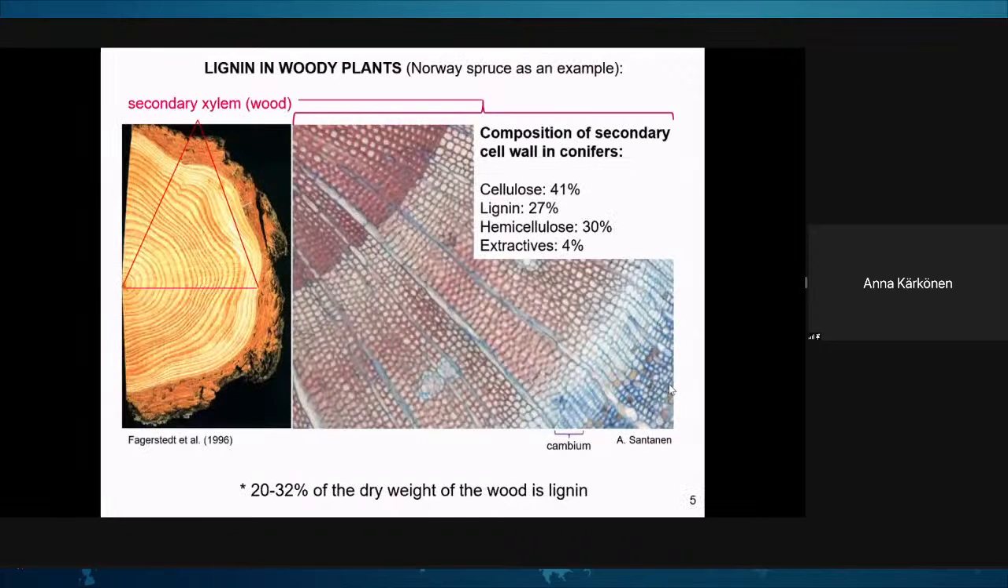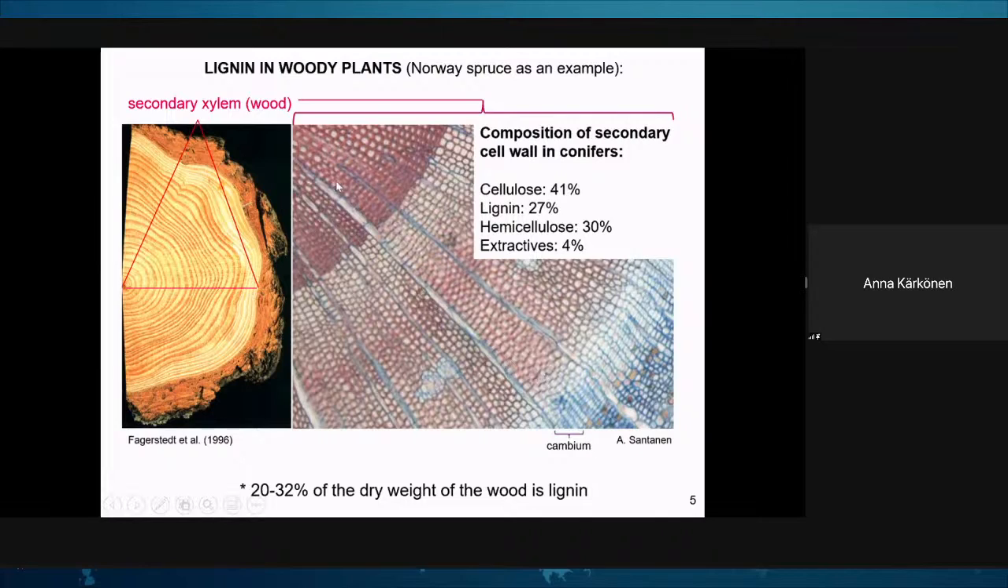So this is a cross-section of Norway spruce. Now I'm talking about secondary xylem. It is wood in popular language. On the right, there is a microscopical section stained with safranin and Alcian blue. Safranin stains lignified cell walls red. So you can see that most of the cells in Norway spruce wood have lignified cell walls. These are tracheids, water conducting wood cells.